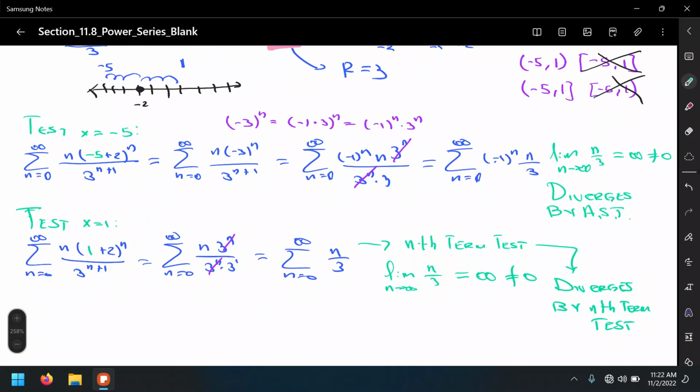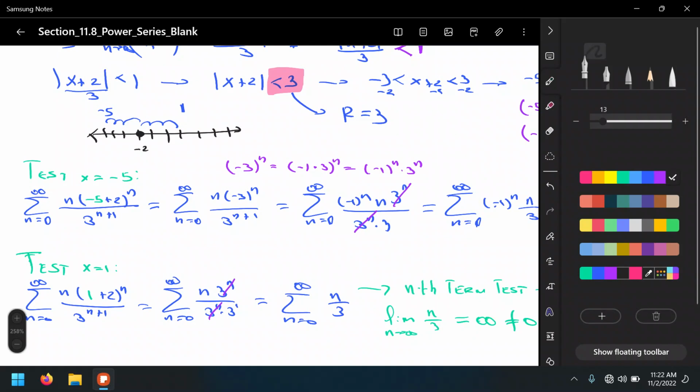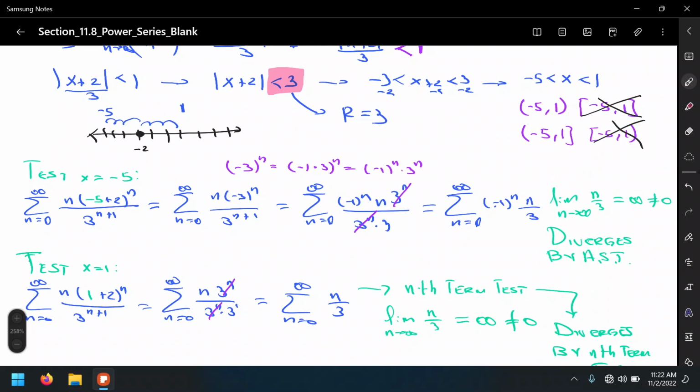All right. So, in this case, for the upper endpoint, we also got a divergent series. Well, we can cross out one of the possibilities, which in this case is the one that includes the 1. So really, the interval of convergence does not include the endpoints.